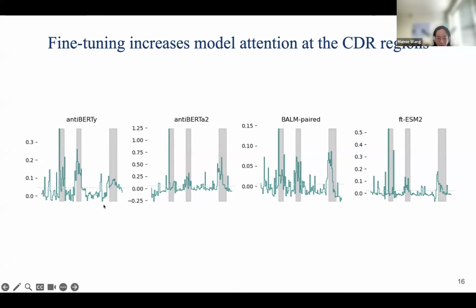We notice that there is an increase of average attention activation across all 4 models after fine-tuning in positions corresponding to the CDR region. And this is particularly pronounced in, for example, the CDR3 region.